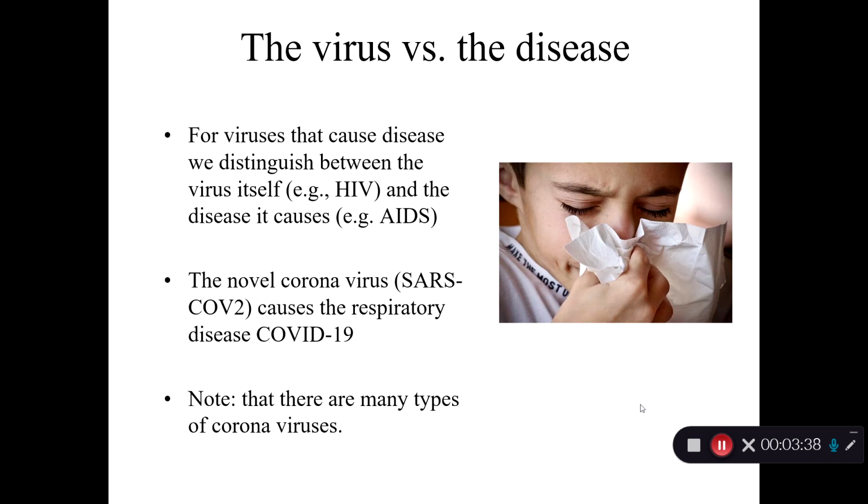So if we think to today, that's where SARS-CoV-2 comes in. This novel coronavirus, its official name is SARS-CoV-2, and the disease that it causes is the respiratory disease that unfortunately we've seen becoming more and more widespread globally, and that is COVID-19. Now, I do want to make a note here that there are lots of different types of coronaviruses. So if you are talking about this new one, it's important to say the novel coronavirus.